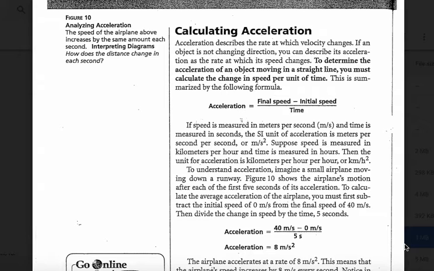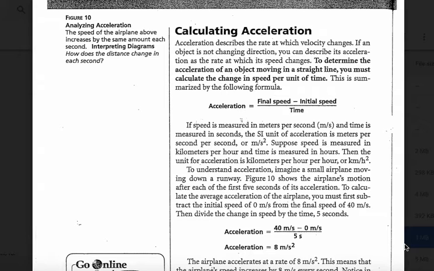Calculating acceleration. Acceleration describes the rate at which velocity changes. If an object is not changing direction, you can describe its acceleration as the rate at which speed changes. To determine the acceleration of an object moving in a straight line, you must calculate the change in speed per unit of time. This is summarized by the following formula: final speed minus initial speed divided by time.